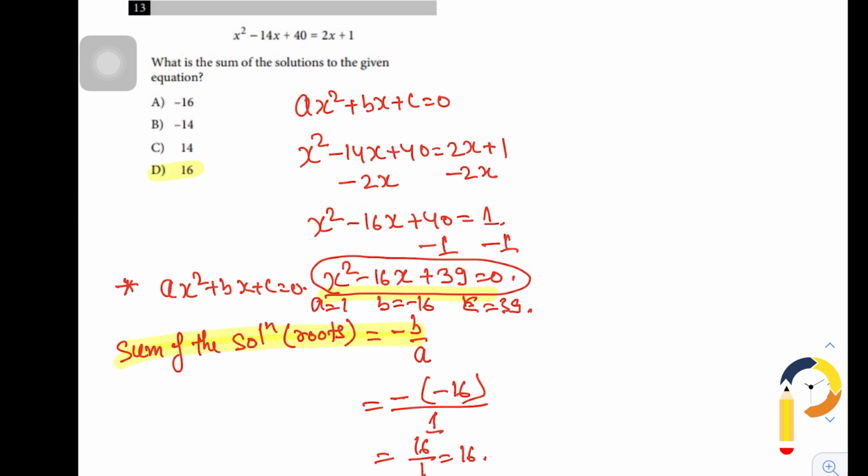So there is no need to factorize it, or find the solutions using the formula. There is no need to solve it using completing the square. You just need to find the sum of the solutions, and that is negative b over a. Let's move to the next question.